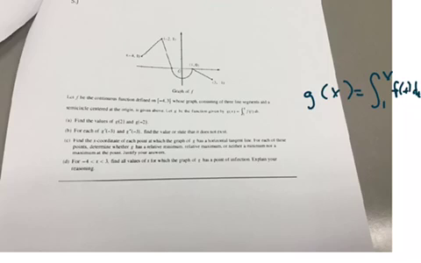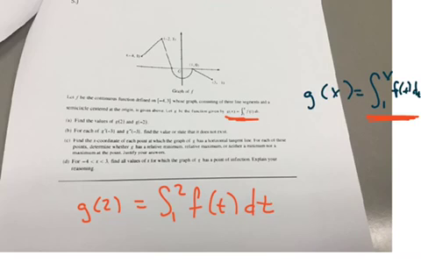Okay, so we know that when we integrate, we are finding the region under the curve. So if we're asked to find g of 2, it is the integral from 1 to 2 of f of t dt. So what does that mean? That means I'm going to integrate from 1 to 2, which means I'm figuring out the area under the curve, which is this little triangle.